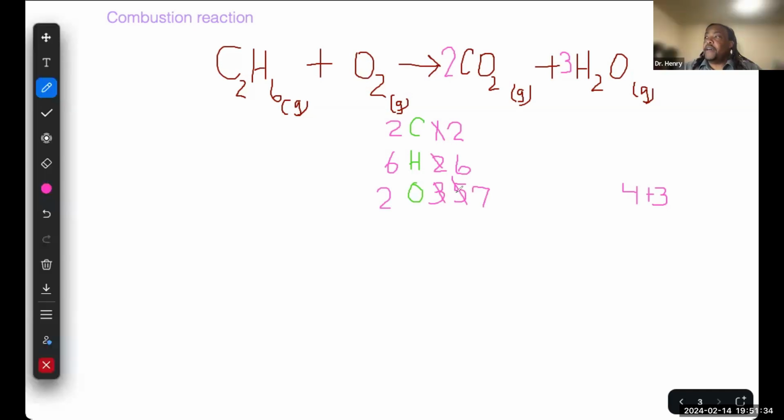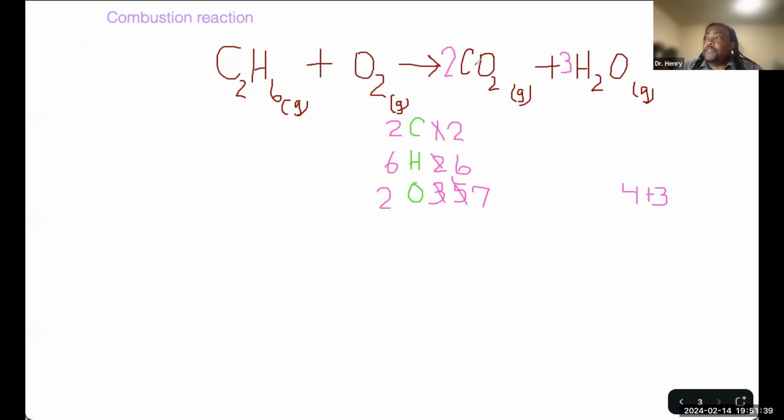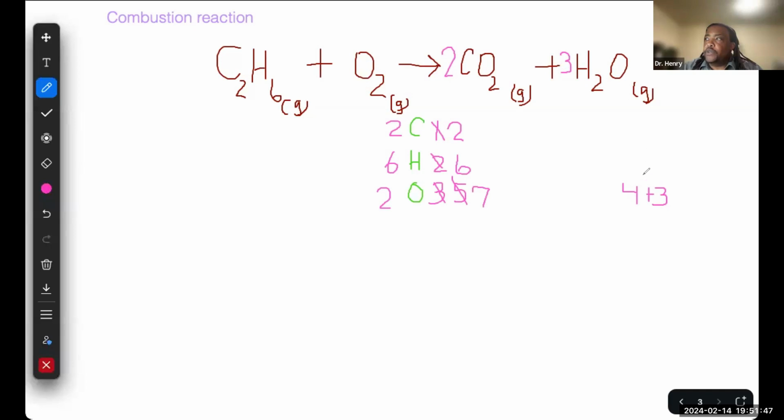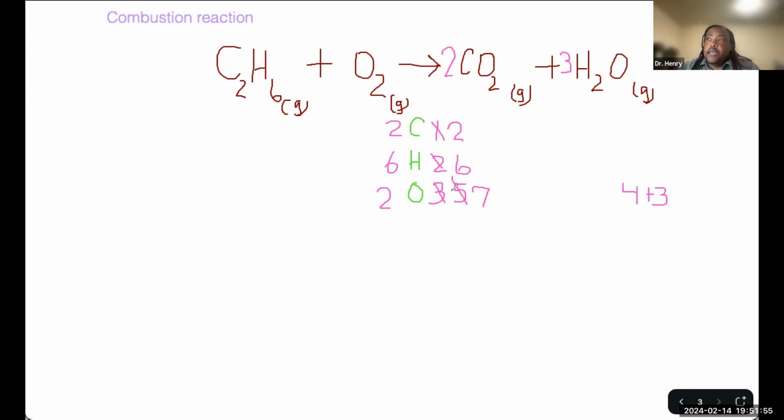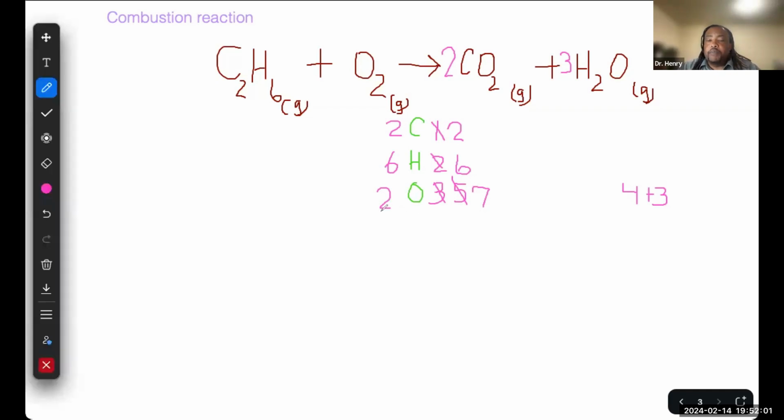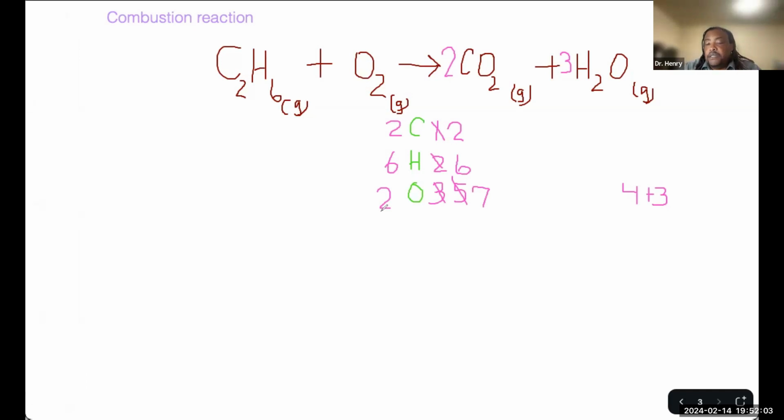Can we take the oxygen side again? How many oxygens do we have? So we have a total of 7. We have 2 times 2, which is 4, and then we have 3 times 1, which is 3, and that's going to add up to 7. Okay. So now we're going to have to go to the product side, right? So what times 2 is going to be equal to 7?